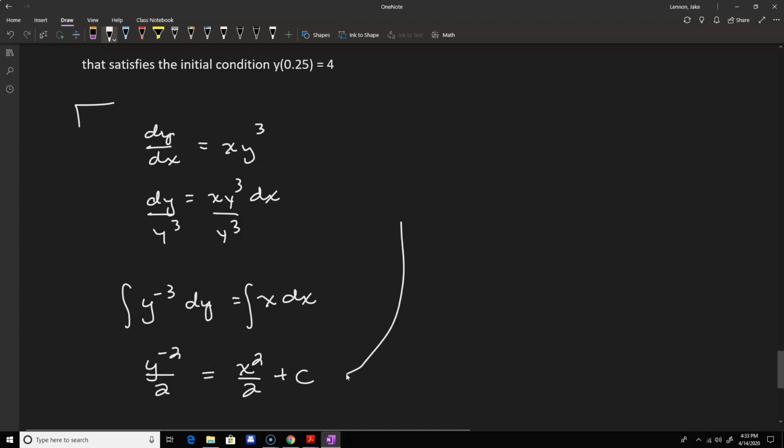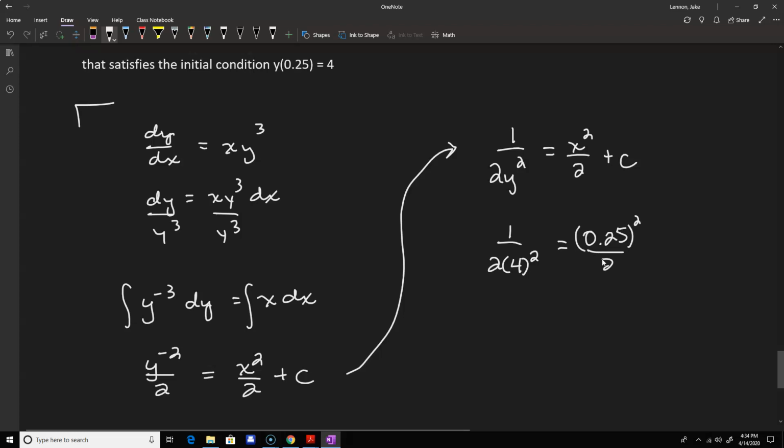So let's rewrite this as, say, 1 over 2y squared equals x squared over 2 plus c. Now the initial condition, y(0.25) equals 4, tells us that we can actually find the value of c by plugging in 0.25 for x and 4 for y. So let's go ahead and do that. So we get 1 over 2 times 4 squared, and that equals 0.25 squared over 2 plus c. So we have 1 over 32 on this side, and that will equal 0.25 is 1/4.